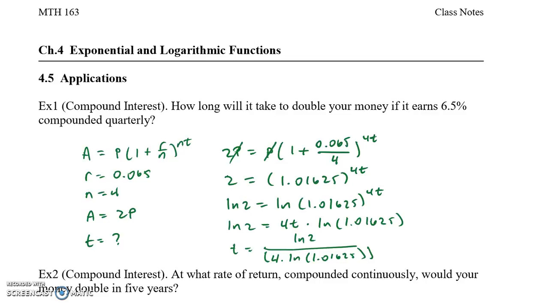But when we approximate this on our calculator, we get, to the nearest tenth, 10.8 years. So it should take approximately 10.8 years to double our investment under 6.5% interest compounded quarterly.